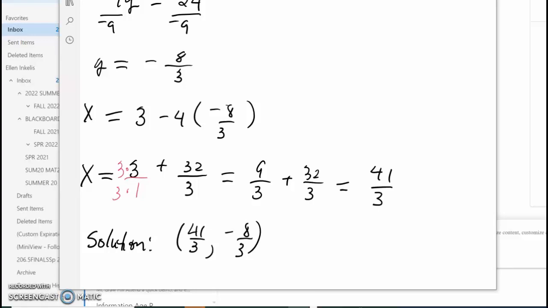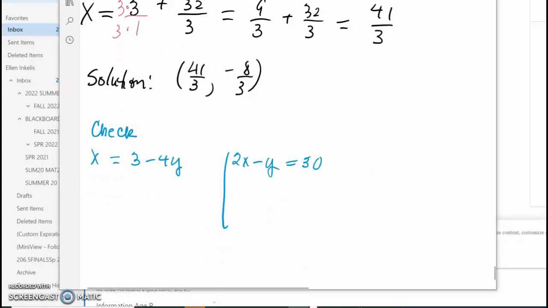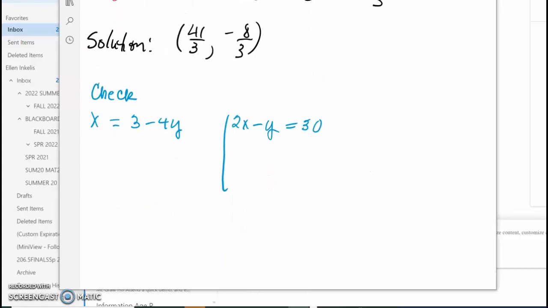All right, now the most important part is the check. I'll admit this is not going to be fun to substitute in, but it is doable, and I just want to show you how one would do that. Okay, so x now becomes 41 over 3, and this becomes 3 minus 4 times negative 8/3. All right, on the right side, let me do it right away.